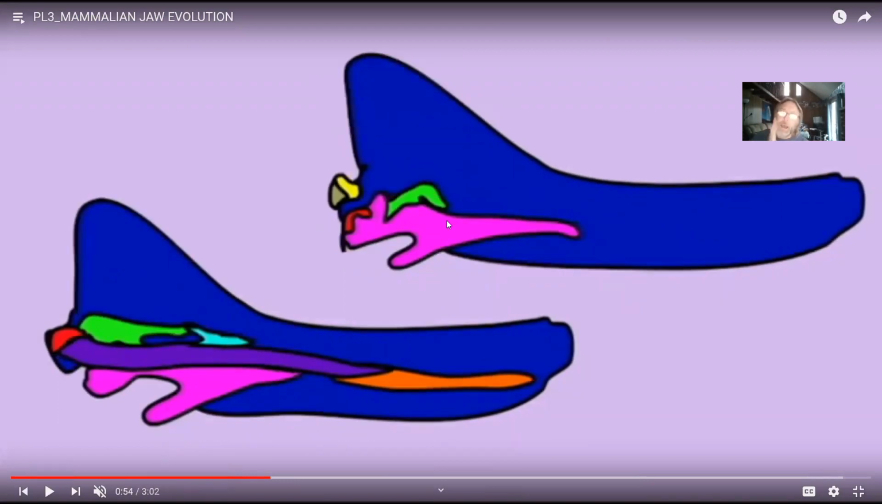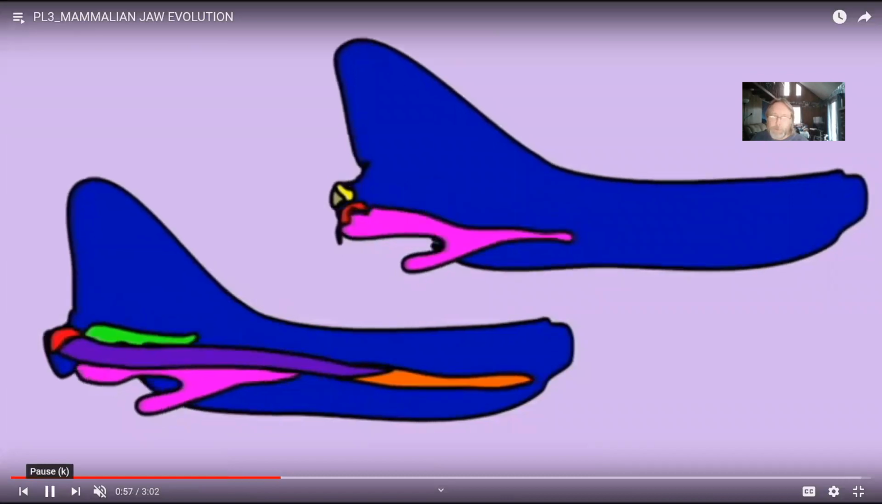The outside had lost most of the little bones, and it was just pretty much the big blue dentary which was left. And on the inside, the medial side, a lot of these little bones formed a rod-like structure, but it was still the blue dentary, which was the major bone.